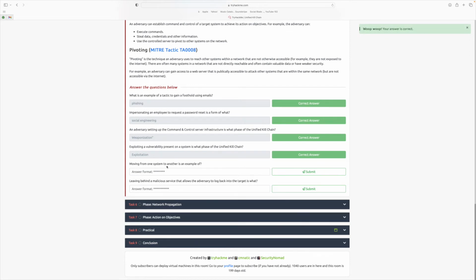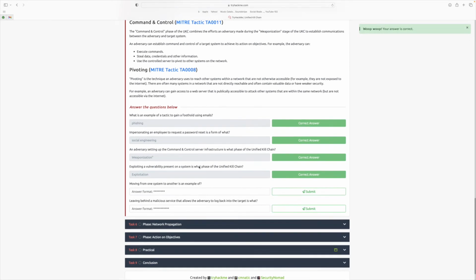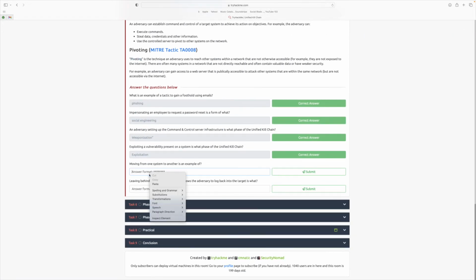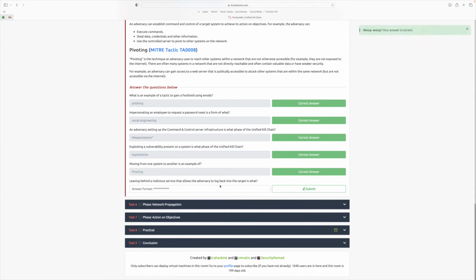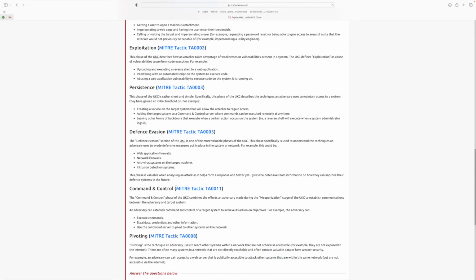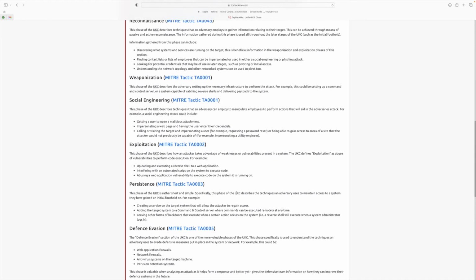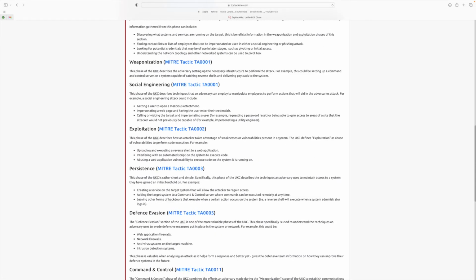Moving from one system to another is an example of pivoting. Leaving behind a malicious service that allowed the adversary to log back into the target is what? That should be, I believe it's persistence. That should be persistence.